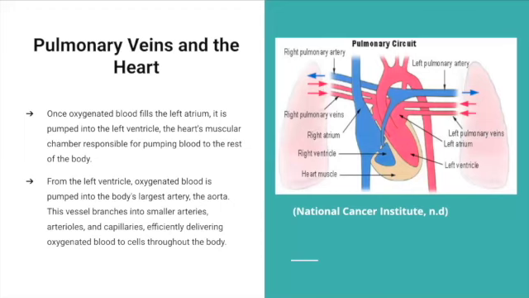From the left ventricle, oxygenated blood is pumped into the body's largest artery, the aorta. This vessel branches into smaller arteries, arterioles, and capillaries, effectively and efficiently delivering oxygenated blood to cells throughout the body.